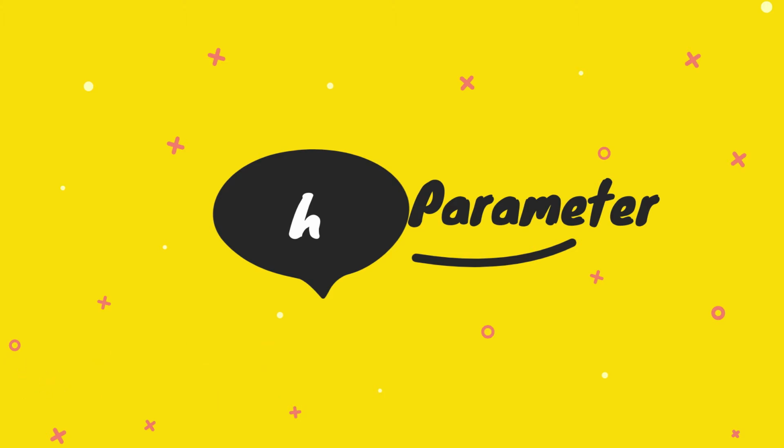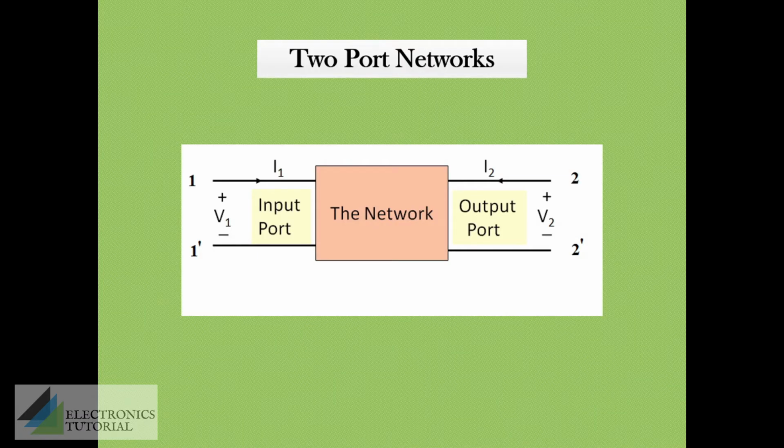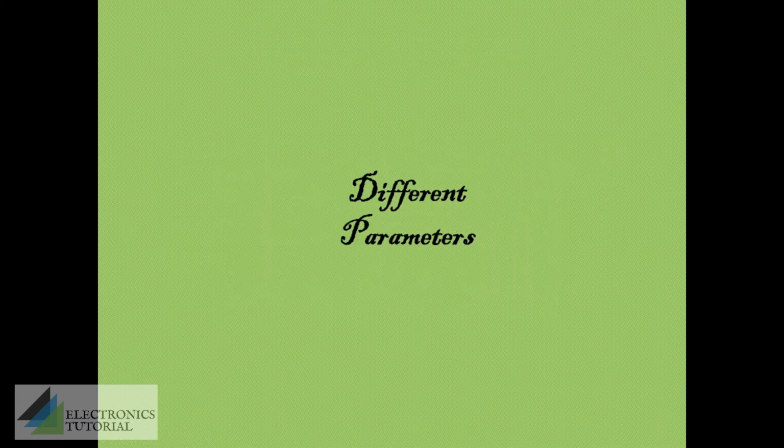The topic that we are going to discuss today is H parameters. Do you know what a two-port network is? A two-port network consists of two ports, the input port and the output port. With a two-port network, we can define different parameters.